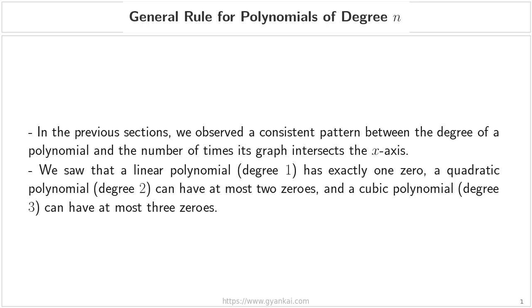For instance, we have already seen that a linear polynomial, which is a polynomial of degree 1, has exactly 1 zero. We also observed that a quadratic polynomial, which is of degree 2, can have at a maximum 2 zeros, and a cubic polynomial, which is of degree 3, can have at most 3 zeros.